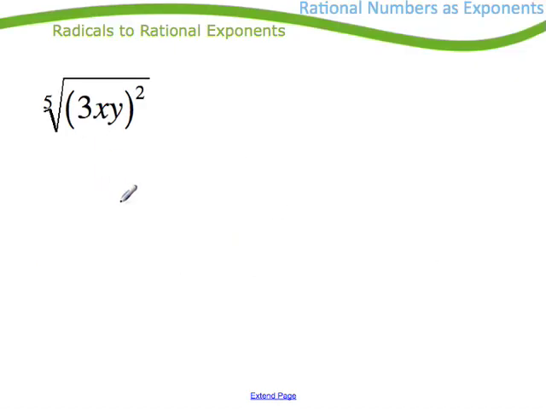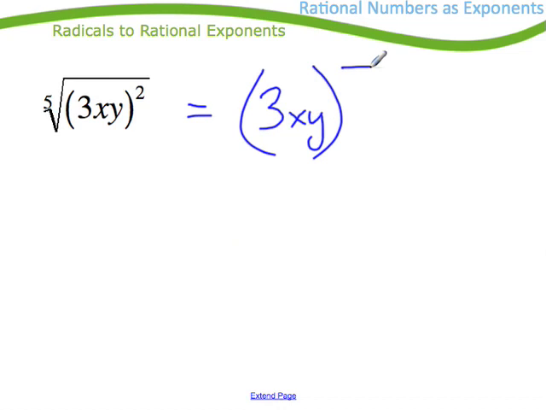Here's another one for you to try. The fifth root of 3xy all squared. So if I want to change that from a radical to a rational exponent, I'm going to write the radicand down, 3xy. And then, notice because there are multiple factors in that term, I put it in brackets. And then up here, my exponent. What goes up top? If you said a 2, that's correct. And the index goes on the bottom. So this radical is the same as this expression that has a rational exponent.